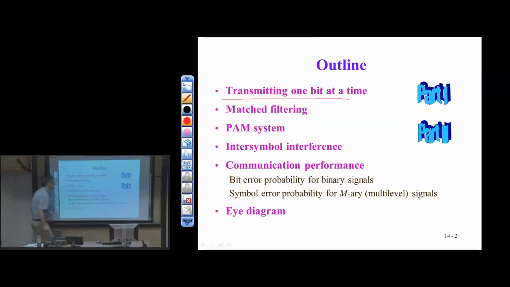From a transmitter to a receiver, we'll do 2 bits and look at what happens as well. Next lecture, part 2 will be the matched filtering pulse amplitude modulation system. Part 3 will be communication performance. Part 4 will be intersymbol interference and the eye diagram. Let's go on to do the first part of lecture 14.